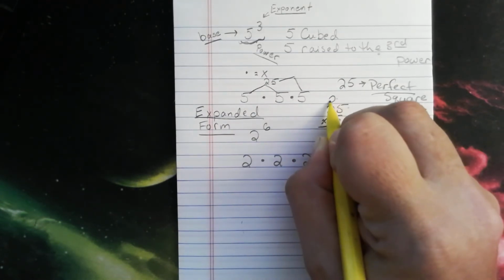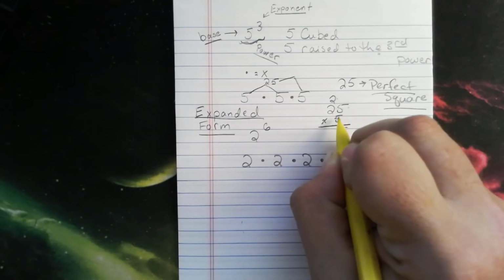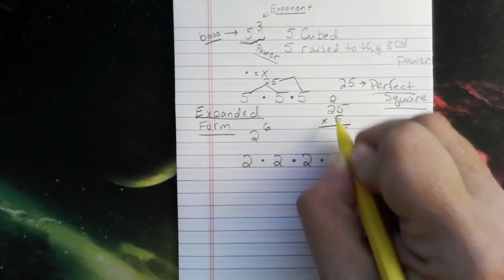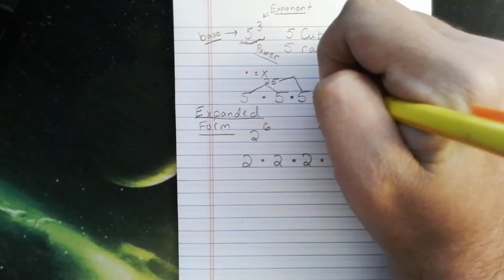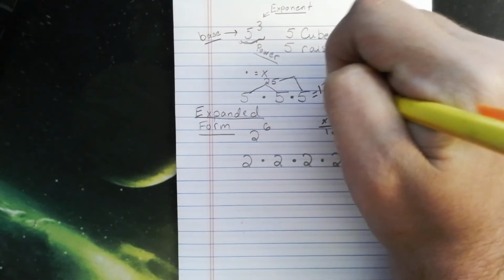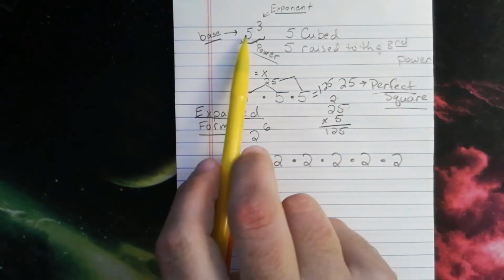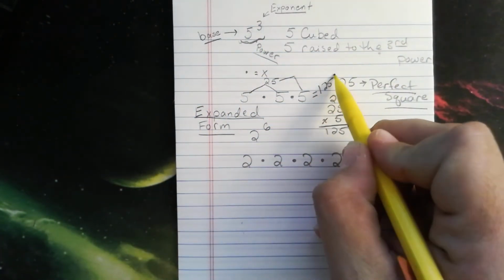5 times 5 is 25. 5 times 2 is 10, plus 2 is 12. So this will equal, and I know I'm getting kind of slow, I'm short on space, but 125 is going to be the answer to 5 raised to the third. So that is your answer.